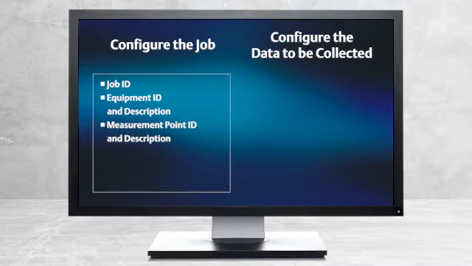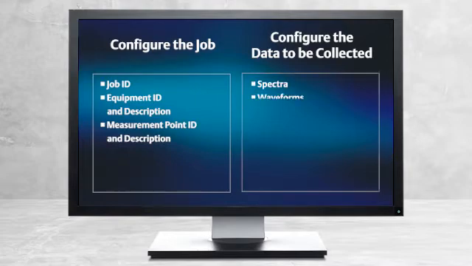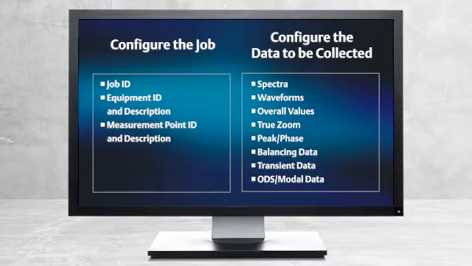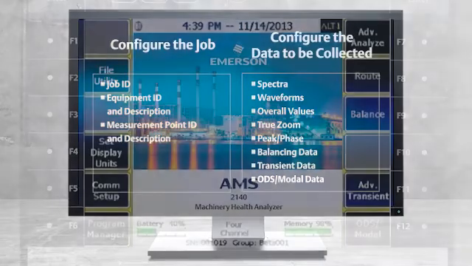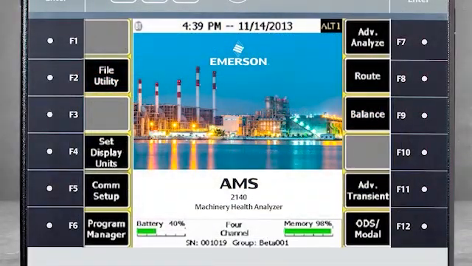After you have configured the job, you can specify the type of data to collect. Here are several types of measurements that you can collect. After the data is collected, you can store it and assign it to the correct location in the job. Now let's take a look at this in the AMS 2140.